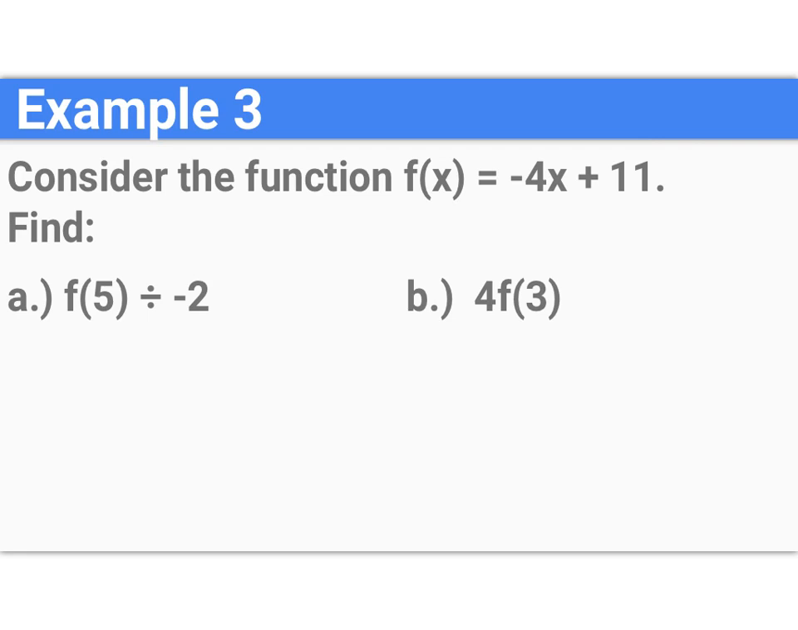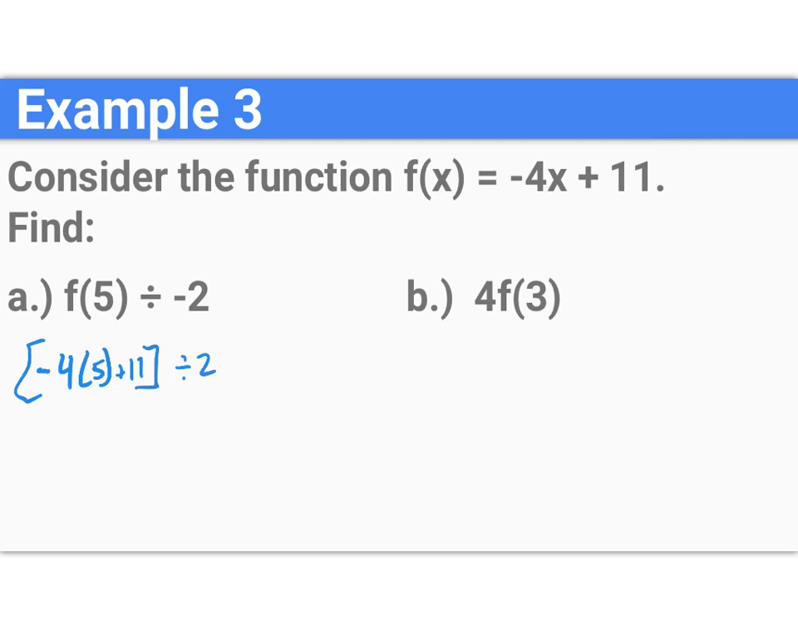What do we have here? Consider the function f of x equals negative 4x plus 11. Okay, so what are we doing here? We say f of 5 divided by 2. So what we're going to do is find f of 5. So we're going to substitute 5 in for x in negative 4x plus 11. We're going to put that in brackets, and we're going to divide it by 2.